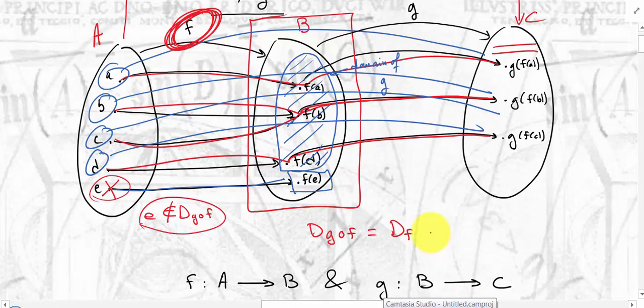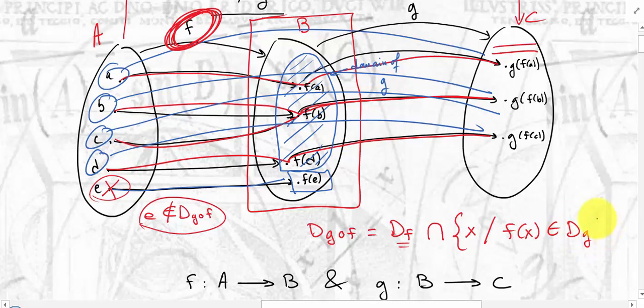But then what? Then you got to make sure that all these x's that you have right here, x such that f of x is in the domain of g, okay, you got to make sure that f of x lands in the domain of g. You see this one right here? It doesn't land in the domain of g, and that's why it's not in the domain of g of f. So you got to take the intersection right here, okay?